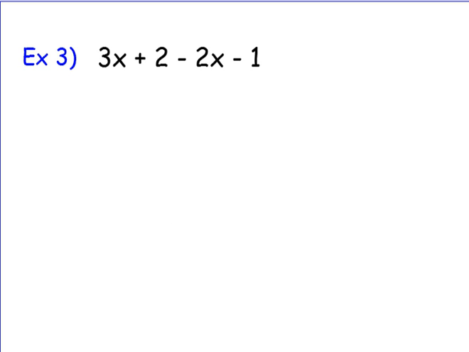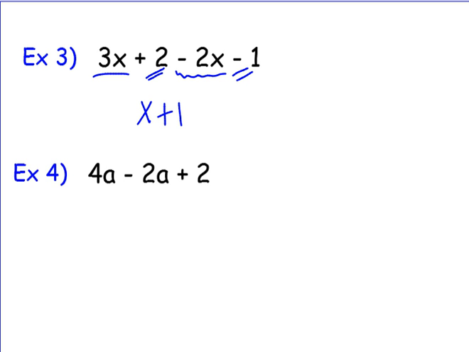Let's try a few more. Here we're looking at a little bit more involved problem, 3x plus 2 minus 2x minus 1. And we're going to look for like terms. Here we have a 3x, and this is a minus 2x. So when we put those together, we have to keep that in mind. So 3x minus 2x is a single x. And then positive 2 and a negative 1 is a positive 1. And these will not go together because they are not alike.